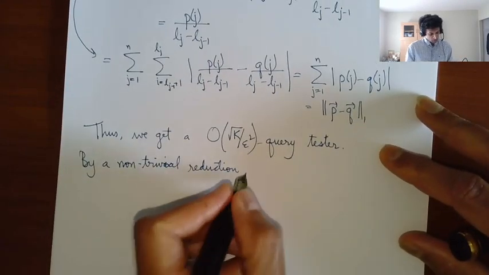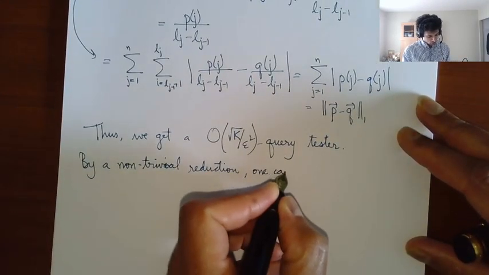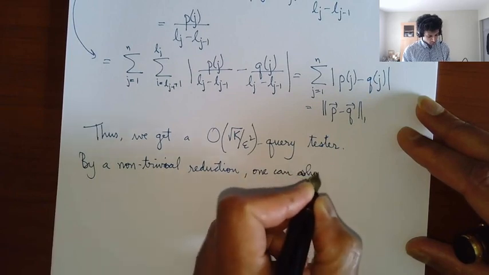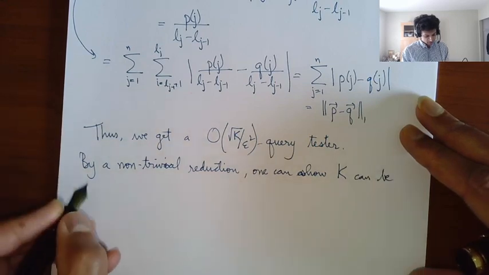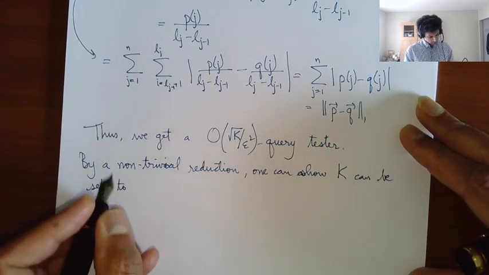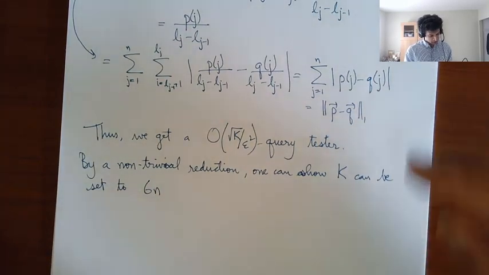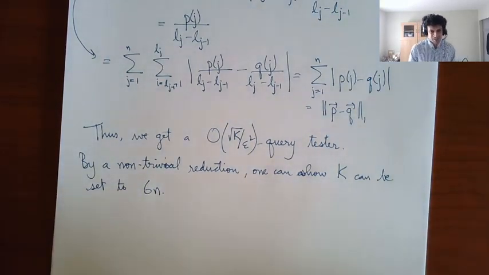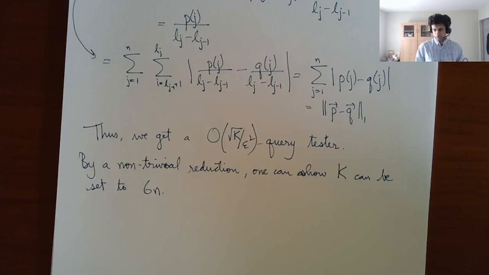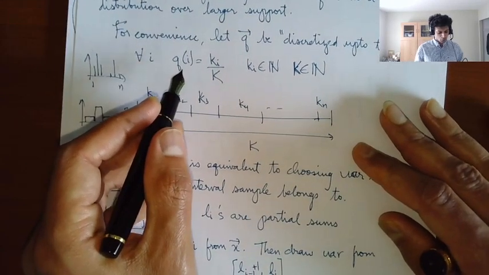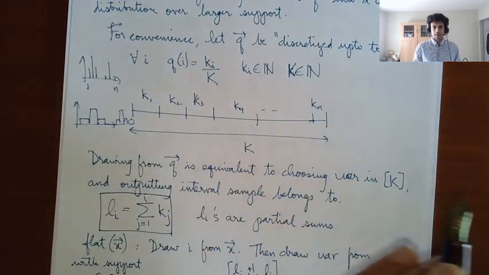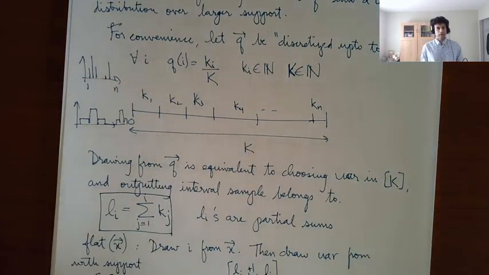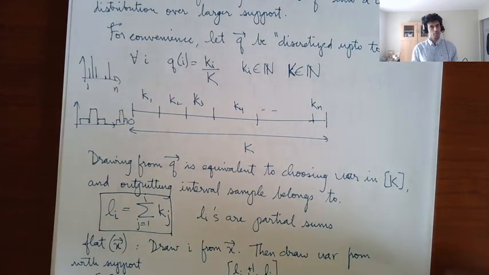By a non-trivial reduction, one can show K can be set to something like 6 times n. This needs to be done a little carefully because the true distribution might not be discretized up to n, but what you do is take away the remainders and randomly put them somewhere else. I'm not going to get into that specifically.